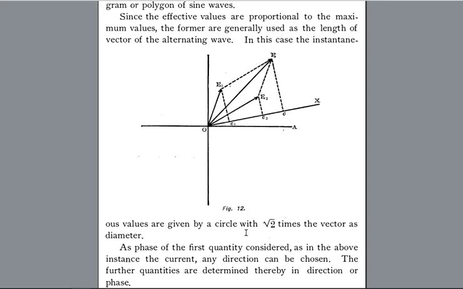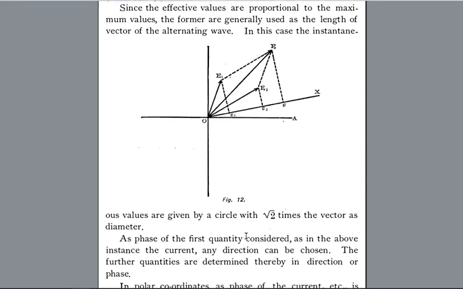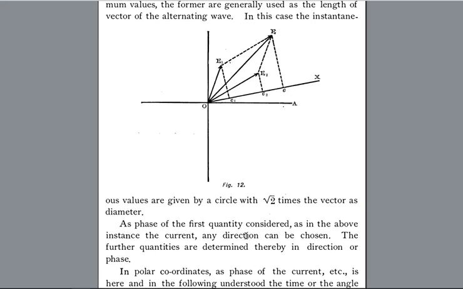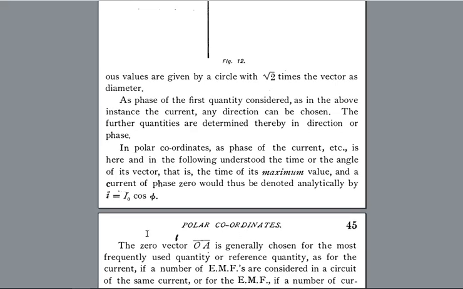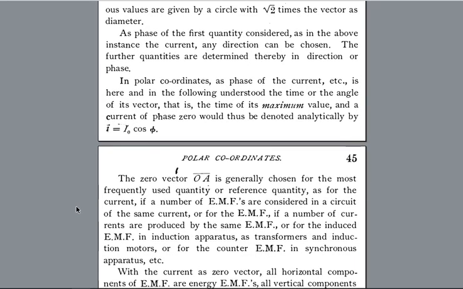As phase of the first quantity considered, as in the above instance the current, any direction can be chosen. The further quantities are determined thereby in direction or phase. In polar coordinates, as phase of the current, etc., is here and in the following understood the time or the angle of its vector, that is, the time of its maximum value, and a current of phase 0 would thus be denoted analytically by I equals I0 cosine phi.